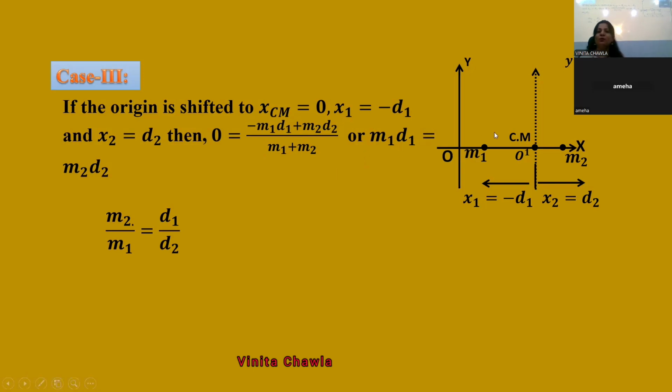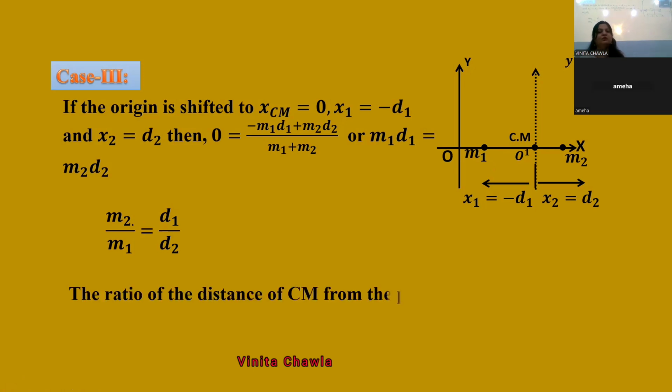ठीक है, तो M2 by M1 इनवर्स रिलेशन है ना. M1 का डिस्टेंस सेंटर ऑफ मास से D1 है और M2 का डिस्टेंस सेंटर ऑफ मास से D2 है. तो जहां पे M2 है उसके सामने D1 है और जहां पे M1 है उसके सामने D2 है. इनवर्स रिलेशन है, ये ध्यान रखना है. M1 by M2 is equal to D2 by D1 or M2 by M1 is equal to D1 by D2. We have this inverse relation.